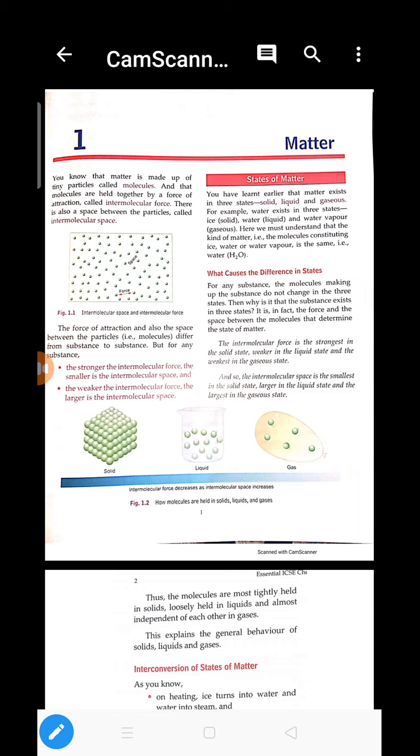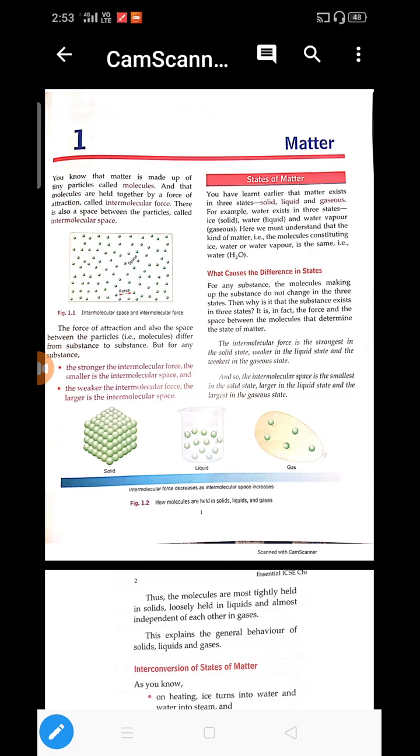So what is matter made of? Matter is made up of tiny particles known as molecules. And those molecules are held together by a force of attraction called intermolecular force. So what is intermolecular force? The force of attraction by which molecules are held together is called intermolecular force.